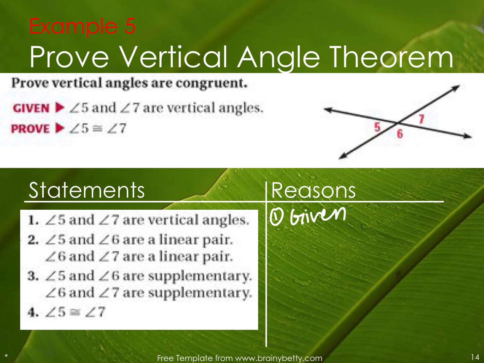Looking at the next one, it says angle 5 and angle 6 are a linear pair. Angle 6 and angle 7 are a linear pair. How am I getting from 1 to 2? This one's a little tricky. Vertical angles. We said vertical angles form linear pairs. So from 1 to 2, vertical angles to linear angles, this is going to be the definition of linear pairs.